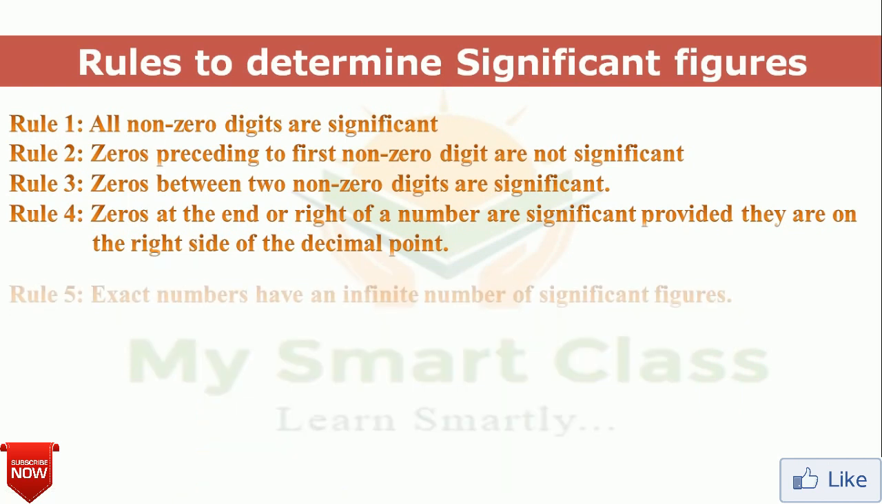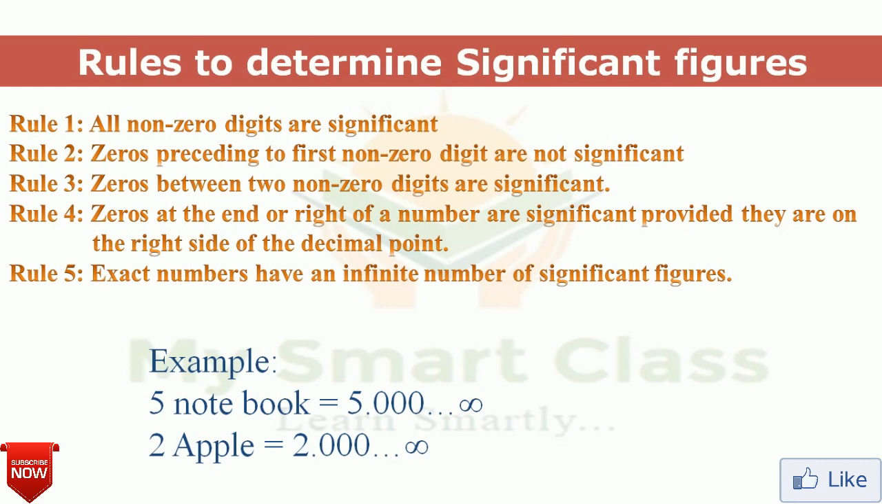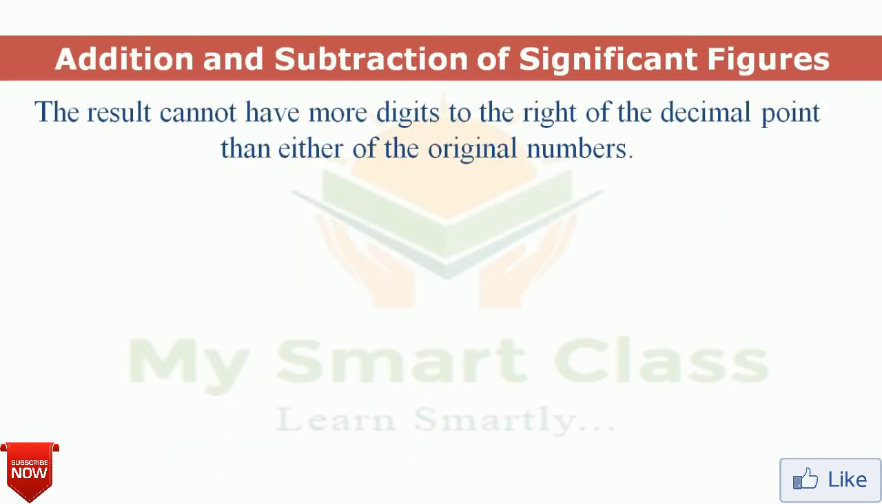Now rule number 5: exact numbers are considered to have infinite significant figures, just like 5 notebooks, that means 5.0000 up to infinite zeros. Also 2 apples, that means 2.000 up to infinite digits. So we can call them exact numbers having a very high number of significant figures, that means infinite significant figures.